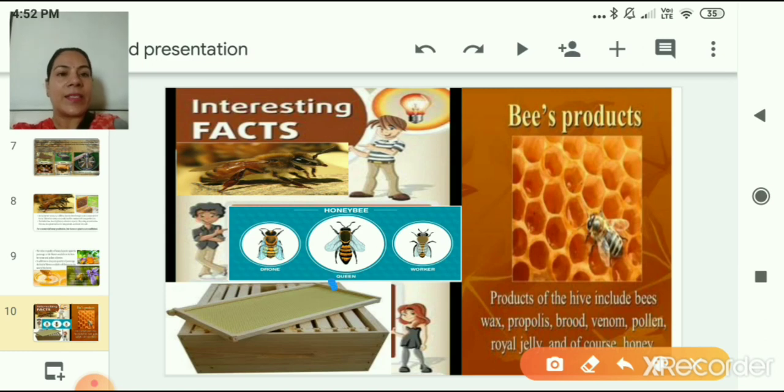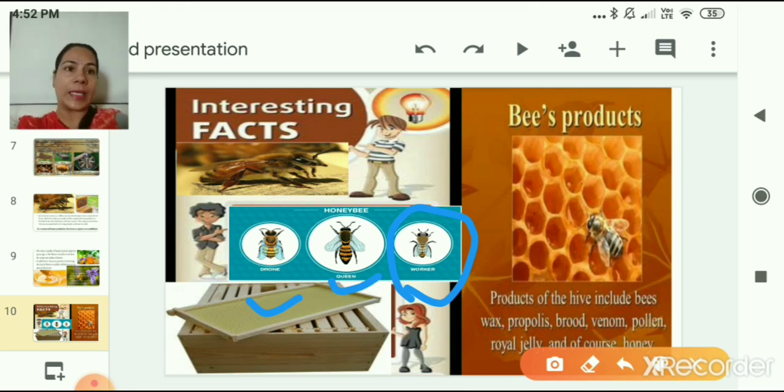here there is a queen bee, and relatively smaller in size there is one more bee which is known as the drone, which is generally a male bee. Its main function is to reproduce, and after reproduction it dies. And the third one is the worker bee. It works day and night for the beehive and for the queen.